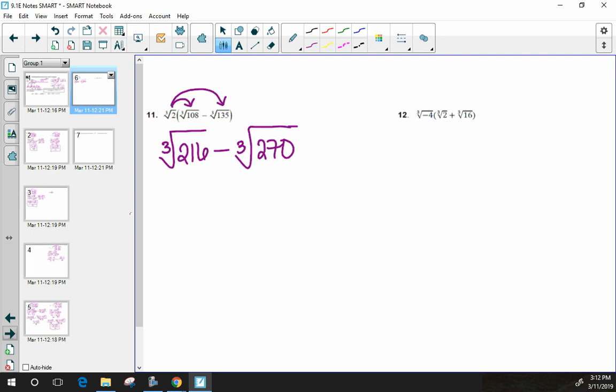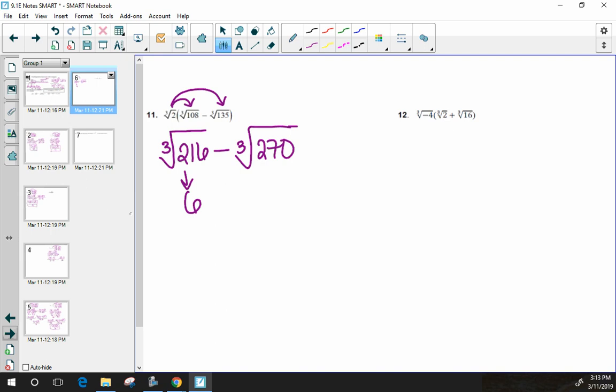So let's ask ourselves that. Is 216 a perfect cube? Yes, good. We're starting to get the hang of those, right? So 216 is a perfect cube. What's the cube root? Just 6. Good. So this just gives me 6. That first part totally simplifies.